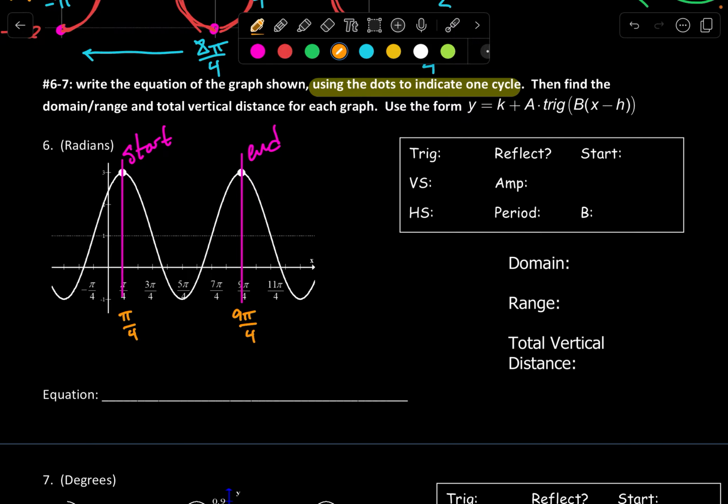Now, this start is high. The fact that this is high lets me know that it's a cosine function and that it is not reflected. The vertical shift comes from the midline, and this has a midline at 1, which means my graph's been moved up 1. The amplitude comes from the distance from the midline to the peak of a crest or to the low of a trough. And so the distance from 1 to 3 is 2, and the distance from -1 to 1 is also 2, which means my amplitude is 2.